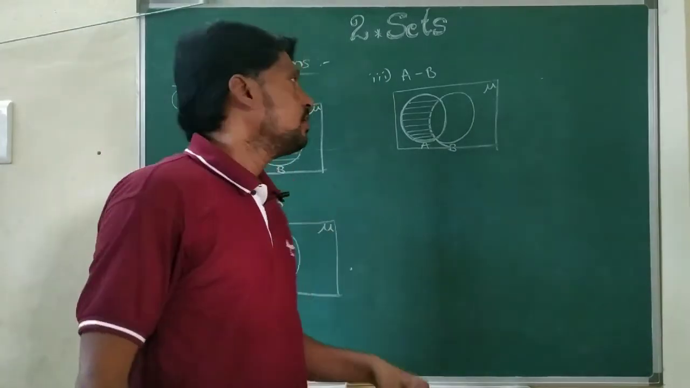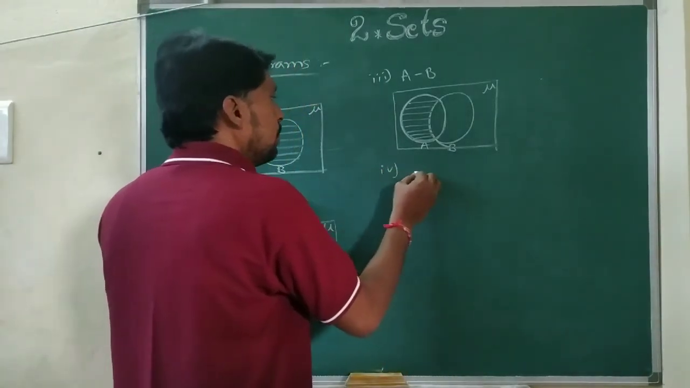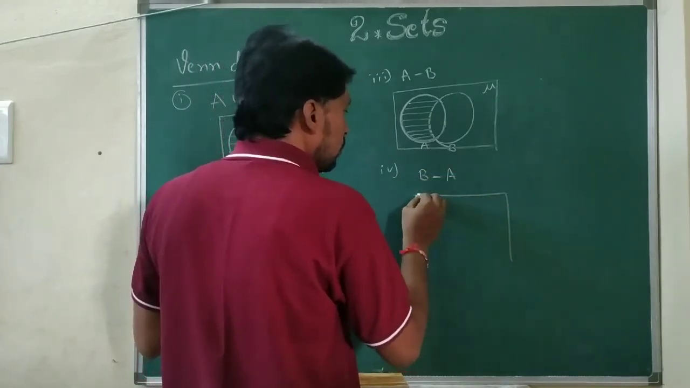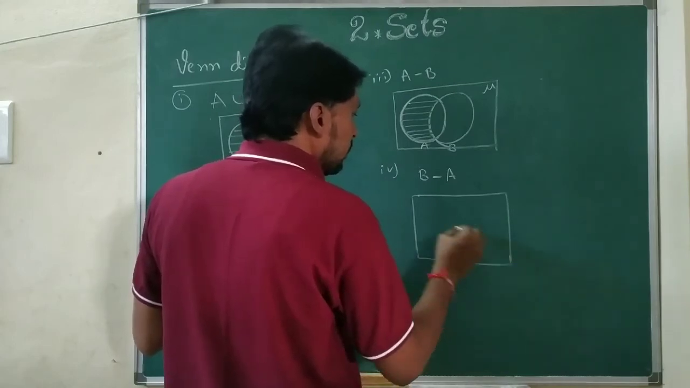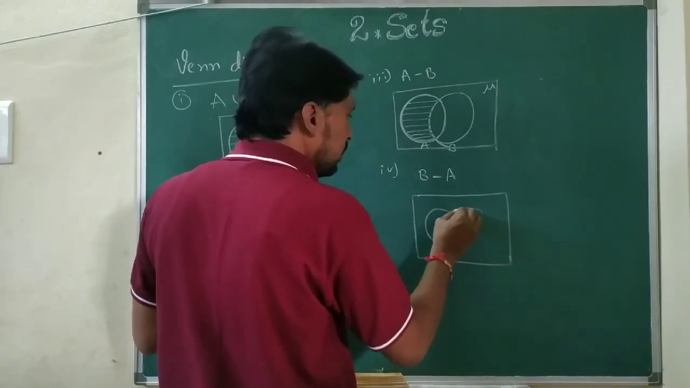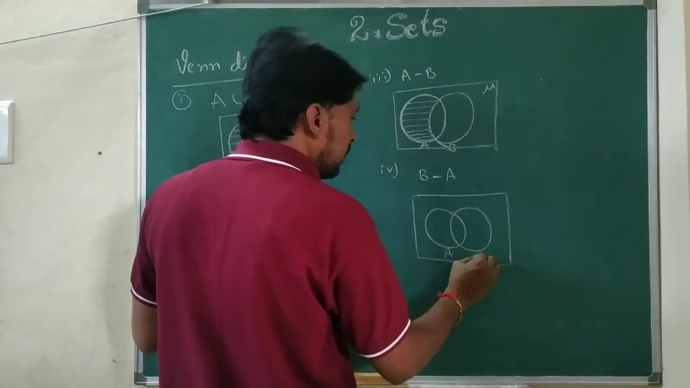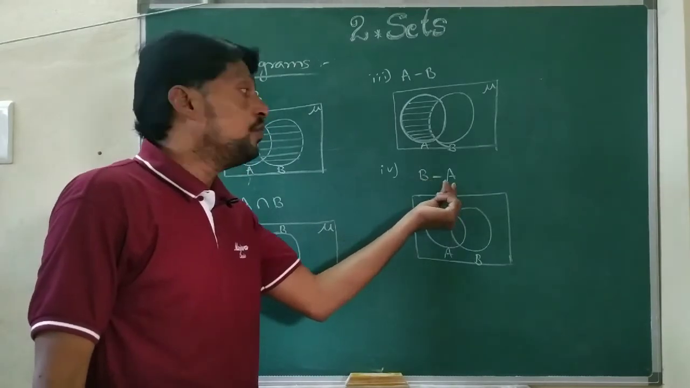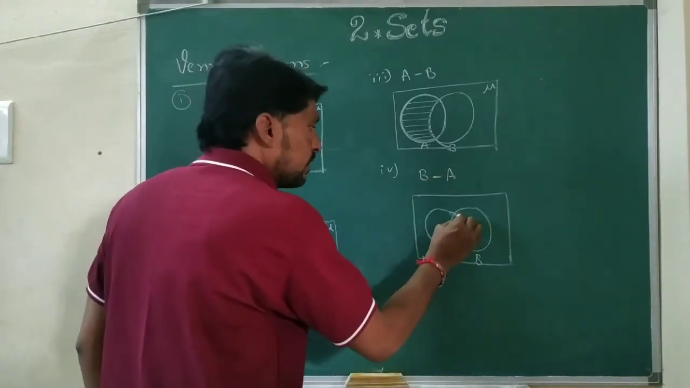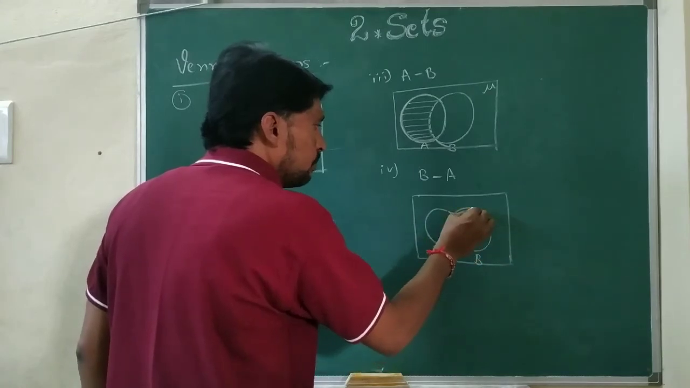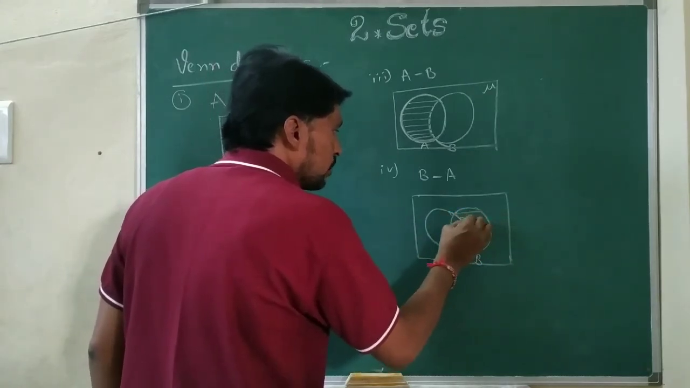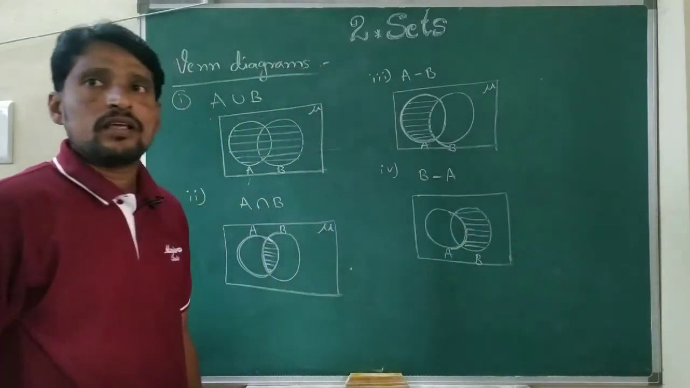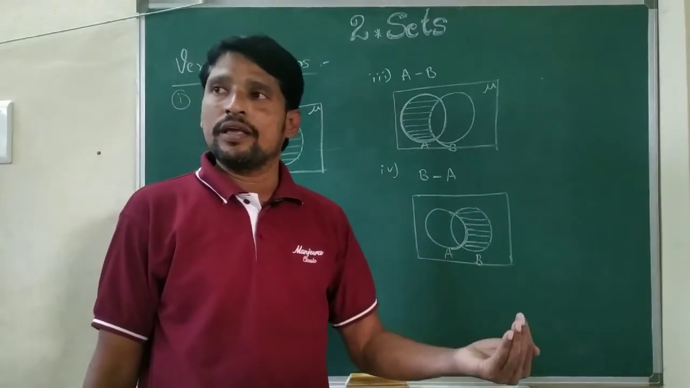Fourth one, B minus A. This is set A, this is set B. From set B we need to subtract A. This is the set A, and this part we need to subtract from B. The remaining part is this one. This is B minus A that we are getting. That is B minus A.